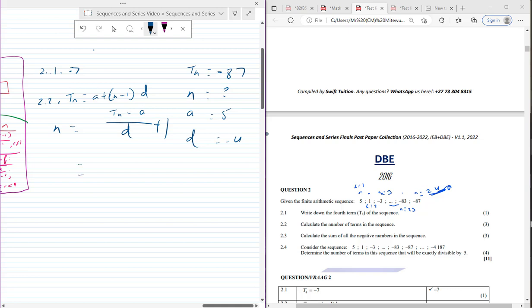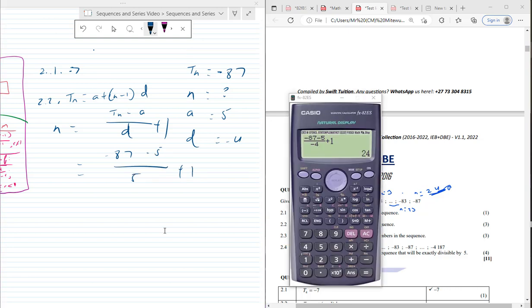Okay, and I can substitute that: -87 minus 5 over 5 plus 1. I made a slight mistake. This is obviously the common difference, so this should be -4. Okay, so I get an answer of 24. So I was able to tell because I already had a prediction, and when I used the answer of 5, I got this number over here.